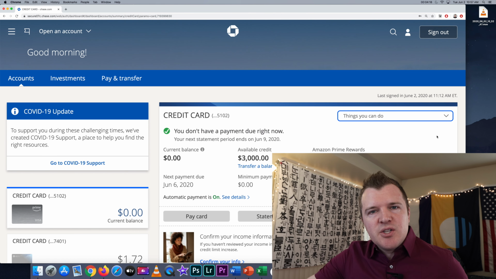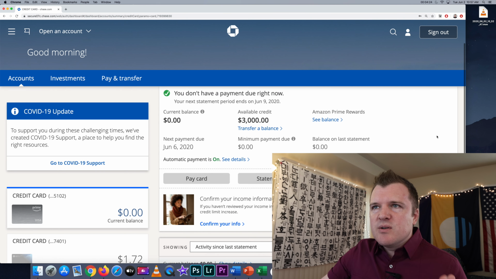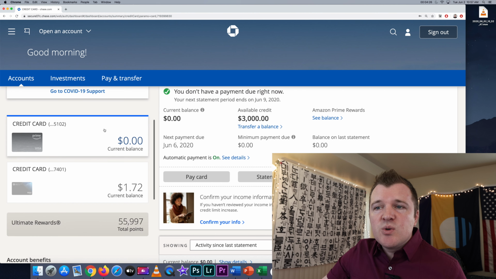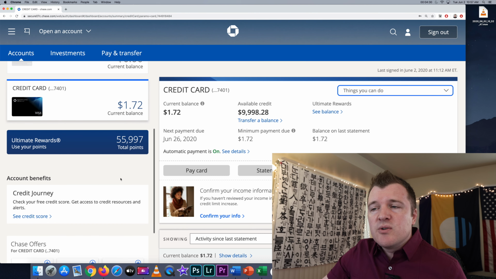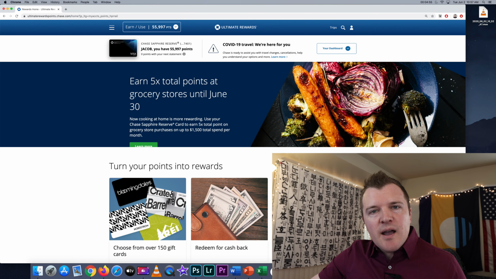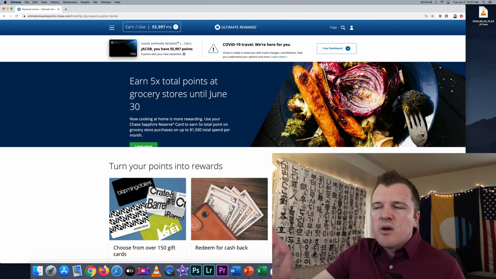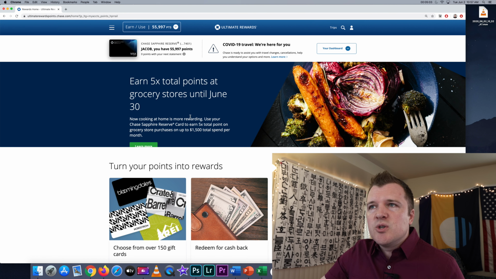Let's now log on to the Chase website and I'll show you exactly where this pay yourself back feature is and how you can use it. So here is my Chase account. I only have two cards with them. Let's click on the Chase Sapphire Reserve. It currently shows that I have about 56,000 Ultimate Rewards points. You can go ahead and click on that. There might be a tile right here where it tells you about the new pay yourself back feature. Currently it's showing me that I can earn 5x points on grocery stores until June 30th.